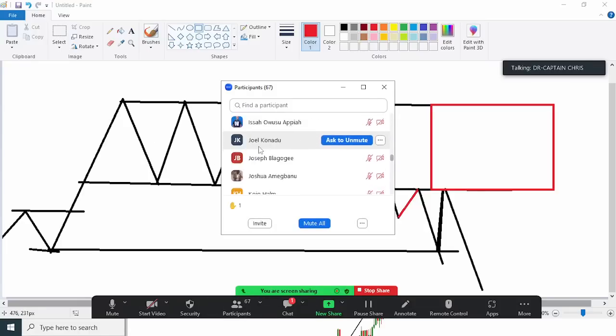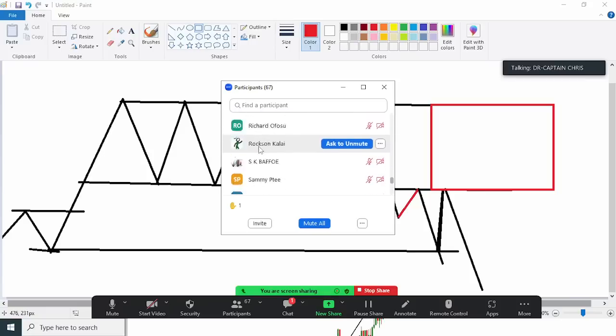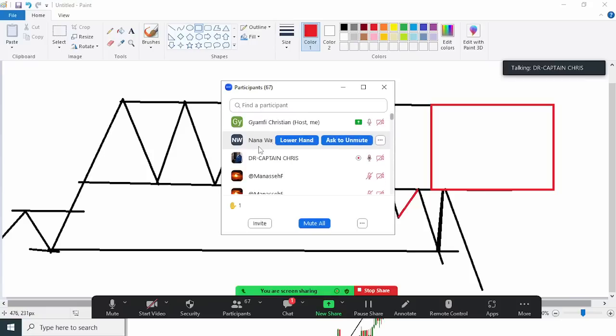Maybe this team, the captain team, will turn the dollar down and bring it small down to Ghana. Okay, thank you so much, boss.